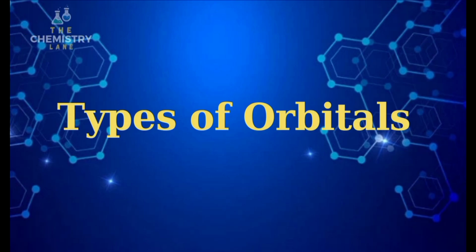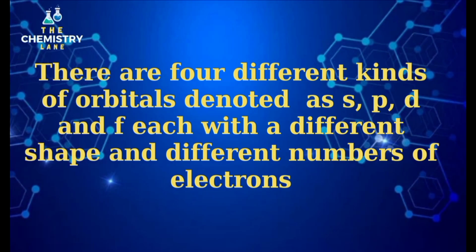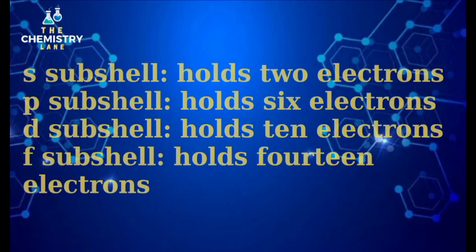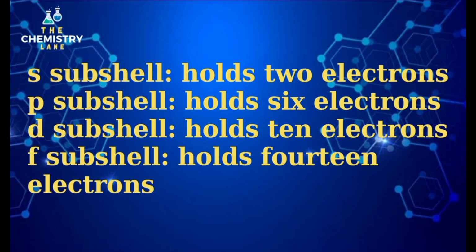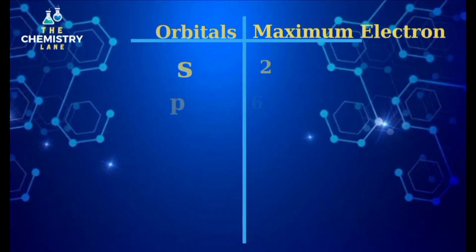Types of orbitals. There are 4 different kinds of orbitals. These are s, p, d, f, with different shapes and different numbers of electrons. The s subshell holds 2 electrons, p holds 6, d holds 10, while f takes 14 electrons.